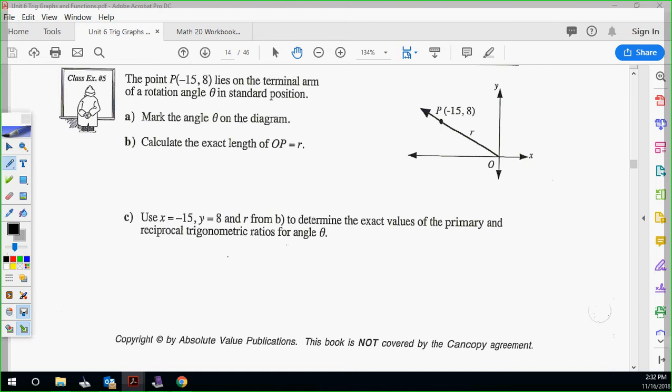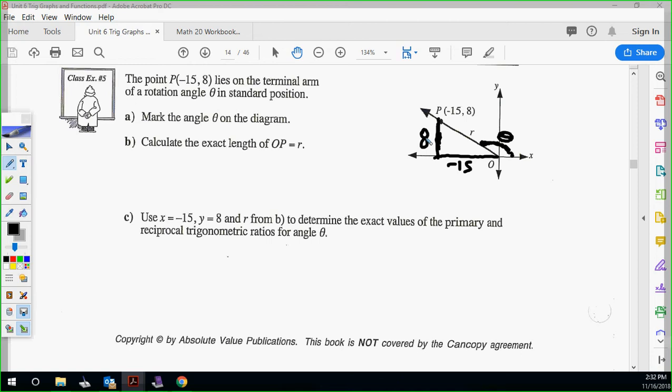So the angle theta is actually this rotation, so that's angle theta. And they want us to calculate the exact length of OP, which equals R. So they want us to figure out how long OP is, and how we do that is we think about this as a triangle. This side's negative 15, and the vertical is 8. We're going to use the Pythagorean theorem to figure out what R is.